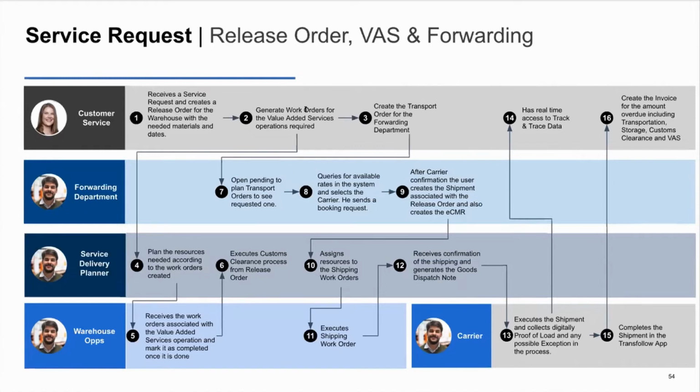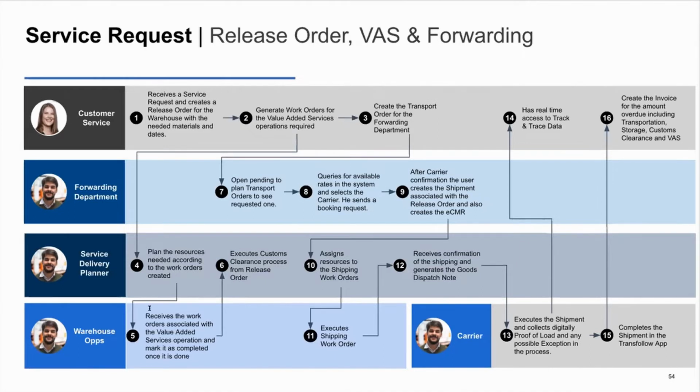As she has been informed by the customer, she's going to create a work order for the value-added services, in order to pack those materials into 1 metric ton bags. And then she's going to create a transport order for the forwarding department. So from within this step, 2 parallel work streams are going to happen. First of all, on the warehouse side, we're going to plan the resources needed according to the work orders created.